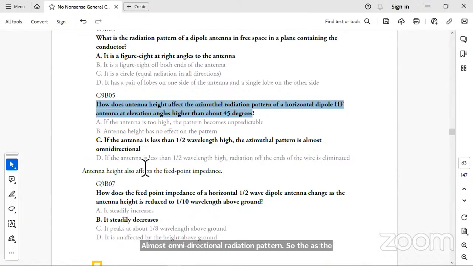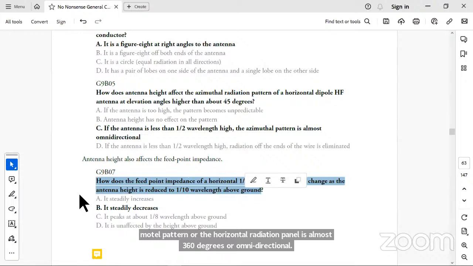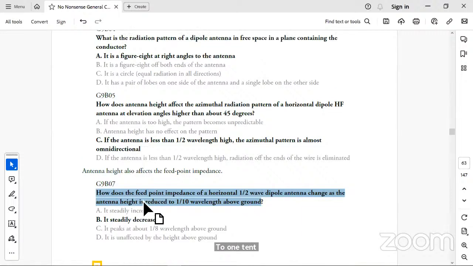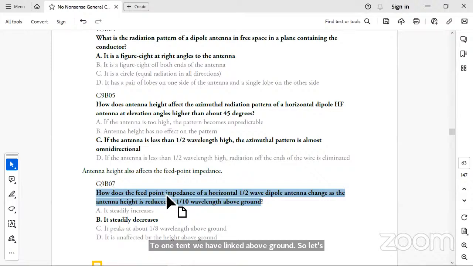All right, last question for this evening. How does the feed point impedance of a horizontal half-wave dipole antenna change as the antenna height is reduced to 1/10 wavelength above ground? So let's dissect this question. What are they asking us? They're asking us about the feed point impedance of what? Of an antenna that is a horizontal half-wave dipole. They want to know what about the feed point of that antenna as the antenna height is reduced?